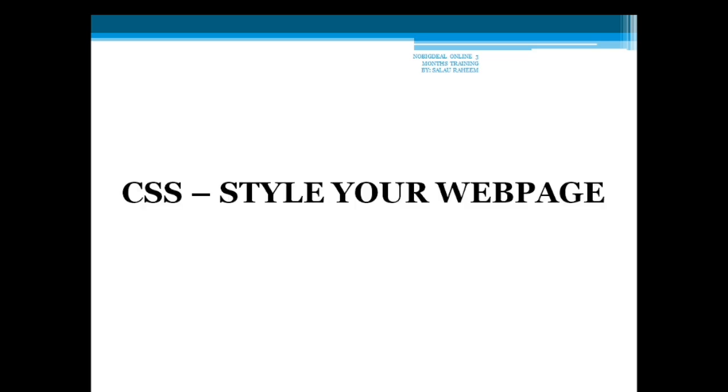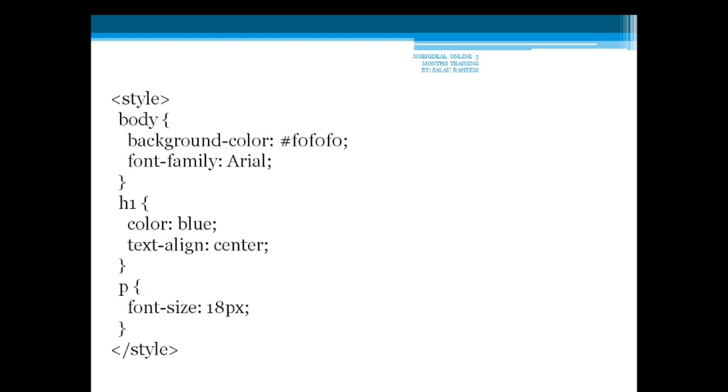So moving on to CSS, cascading style sheet. This particular CSS is used to beautify our web page. It is used to style HTML elements, like changing of color, changing of font size, changing of font style, text alignments, and the rest. So it's just like adding some beauty to your HTML. This is an example of a style.